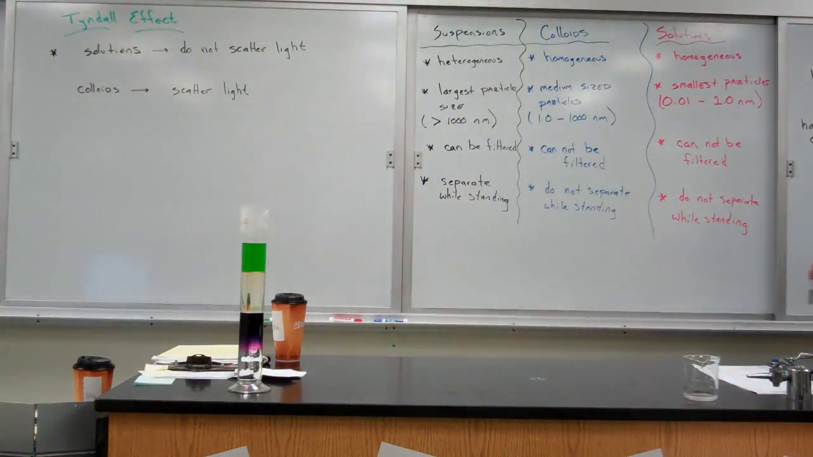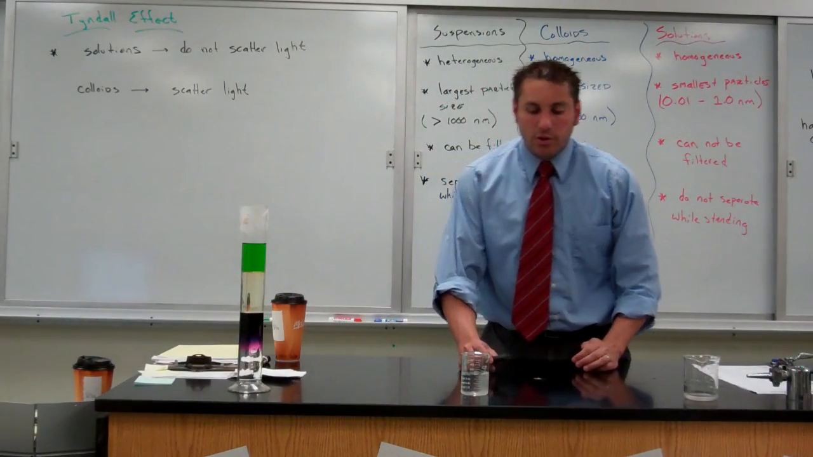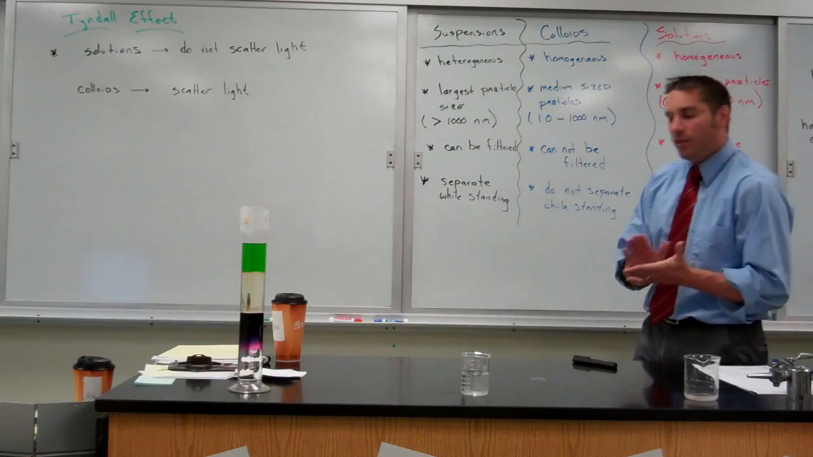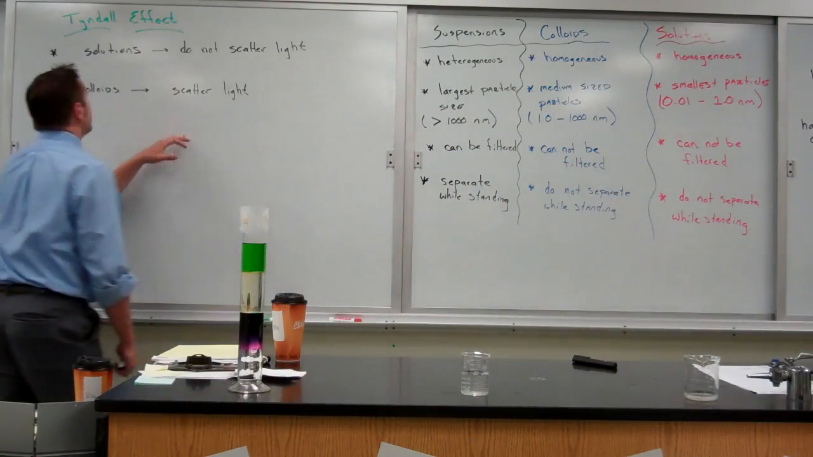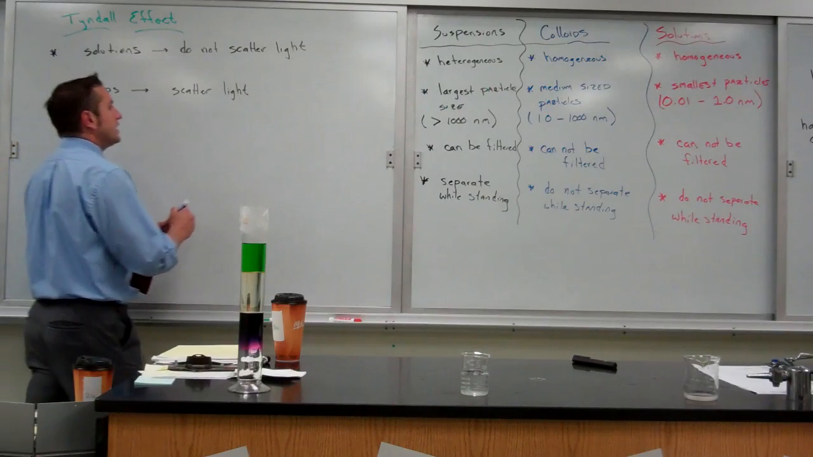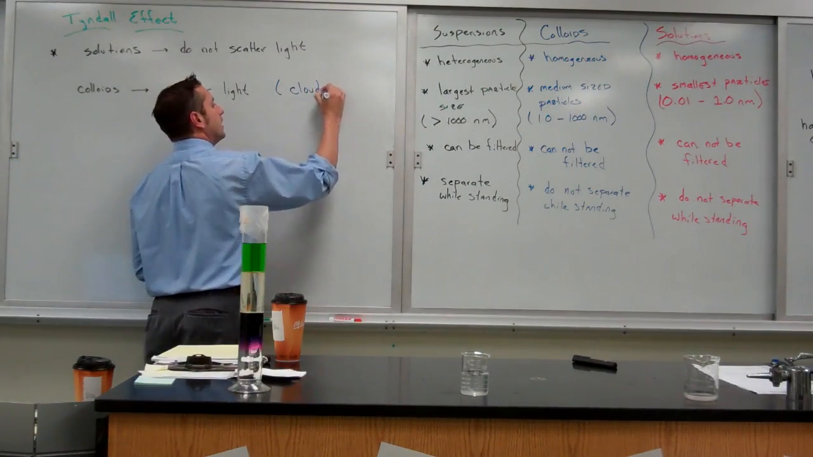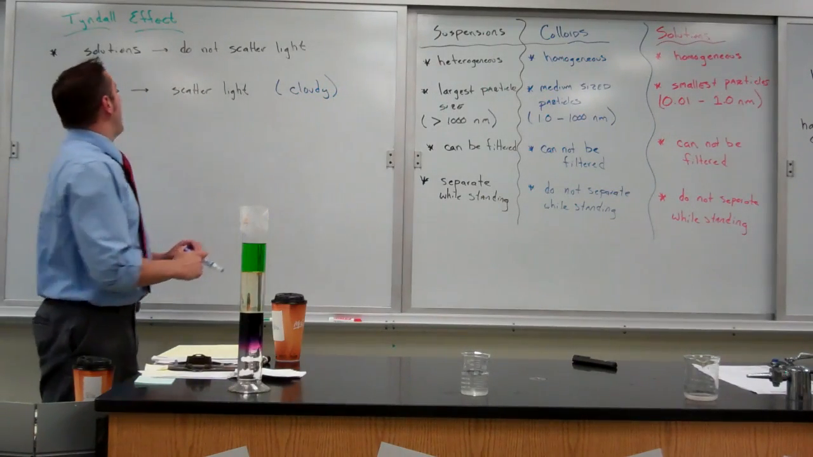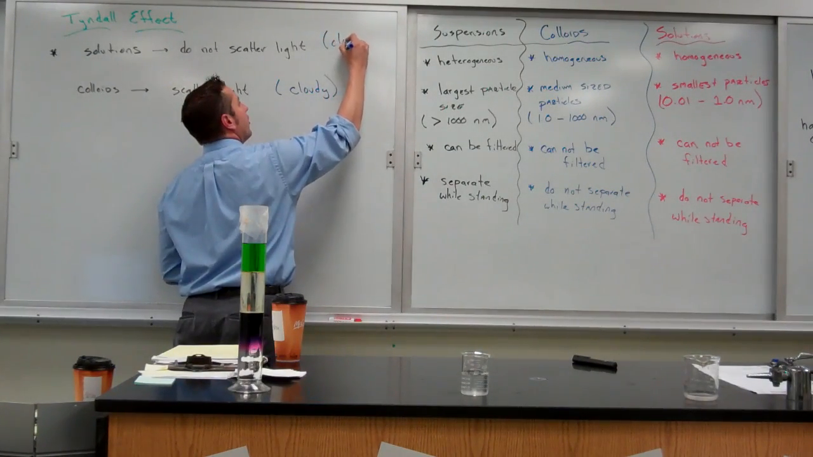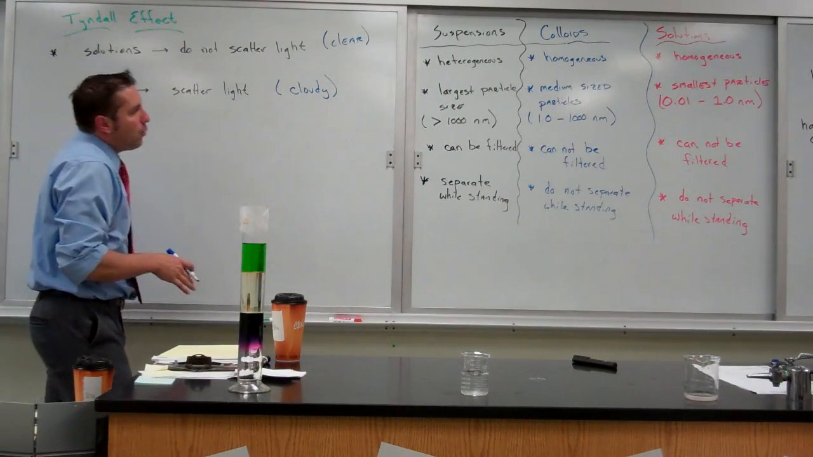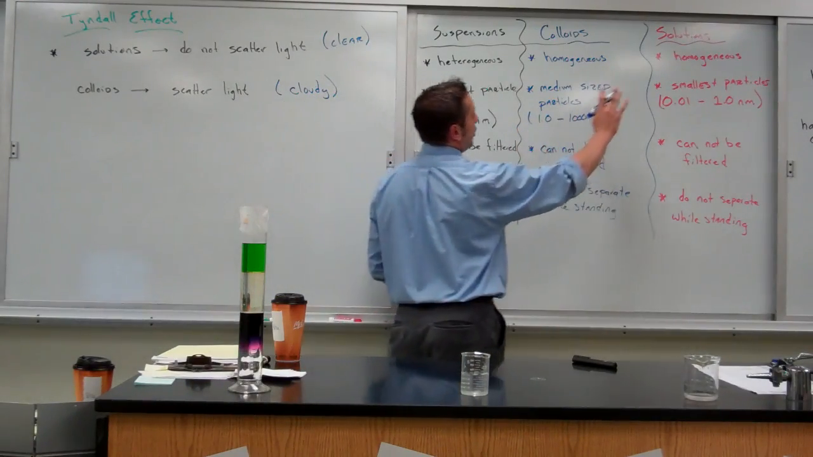And if this were a simple solution, it would go straight through. So if we were to look at that, just with regular light, that now gives us a way to tell the difference between colloids and solutions. And what you will find is that colloids, because they scatter light, tend to be cloudy, whereas solutions do not scatter light, they tend to be clear. So that is how we will tell the difference between colloids and solutions.